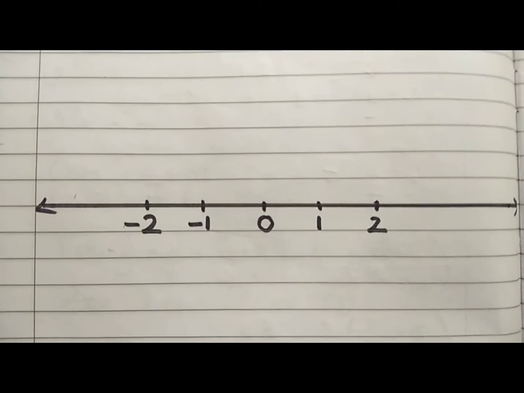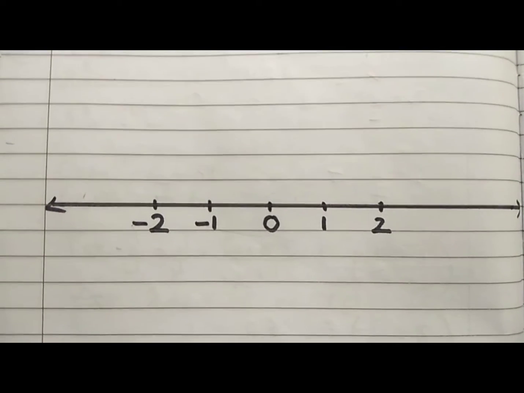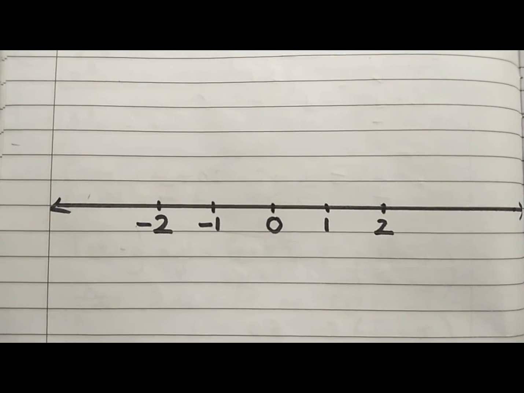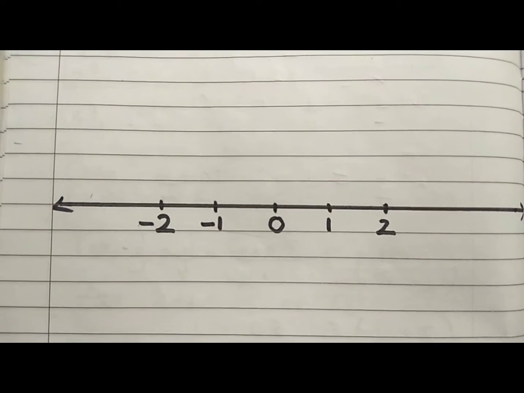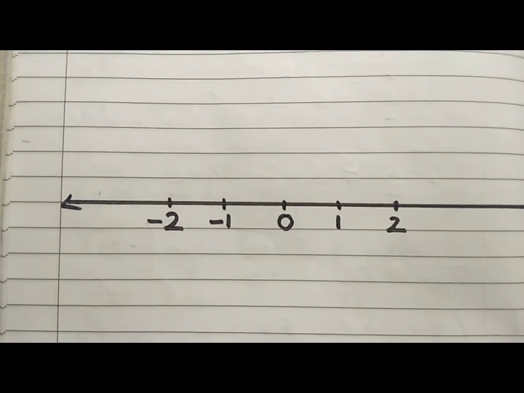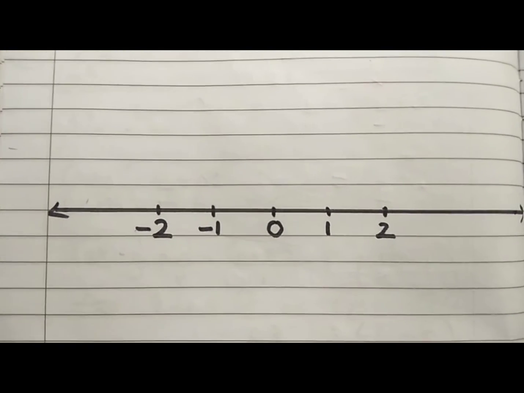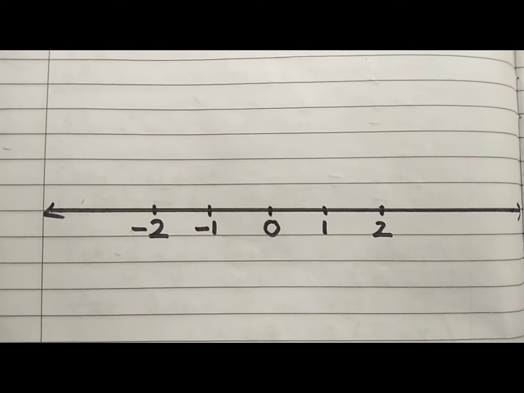So now we will learn how to represent rational numbers on the number line. It's easy to plot integers, but how do we plot numbers like 3 by 4, right? But before that, let us learn some basic concepts related to the number line.